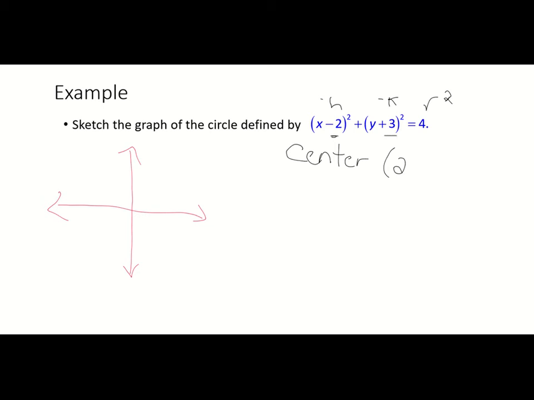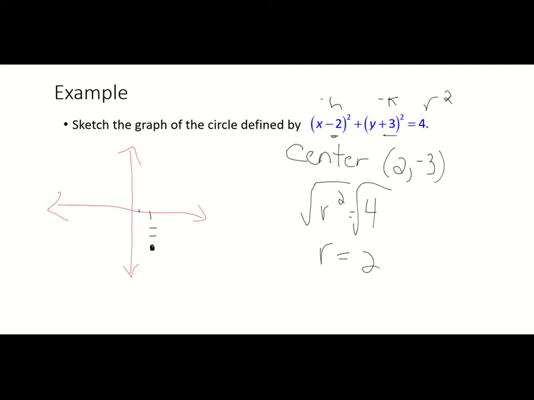And if it's +3 here, remember, take the opposite, so it's going to be -3. So if I were to graph the center of the circle, it's (2, -3). So out 2, then down 1, 2, 3. So my center will be right around in here. And then the radius: if r squared equals 4, and we want r, remember, you have to take the square root of both sides. So that means the radius of my circle is 2.